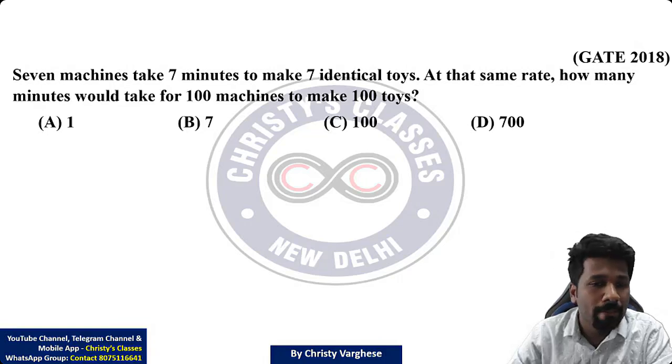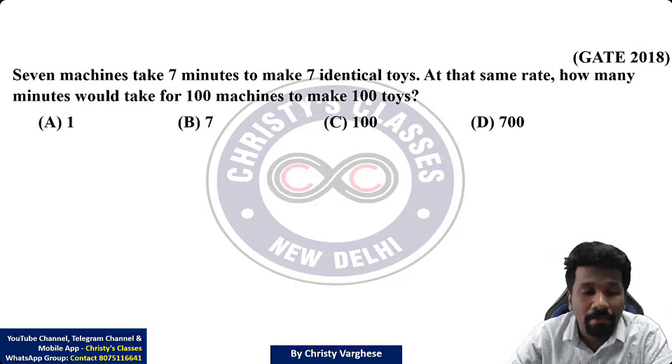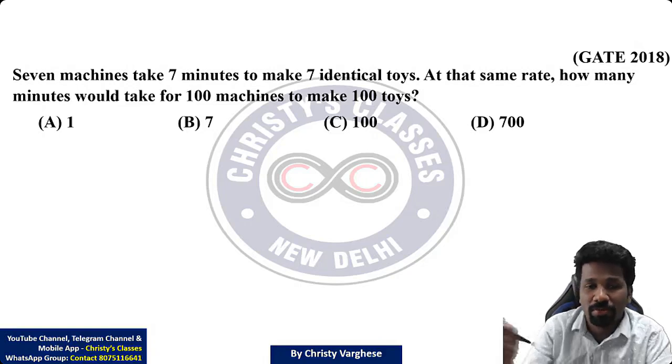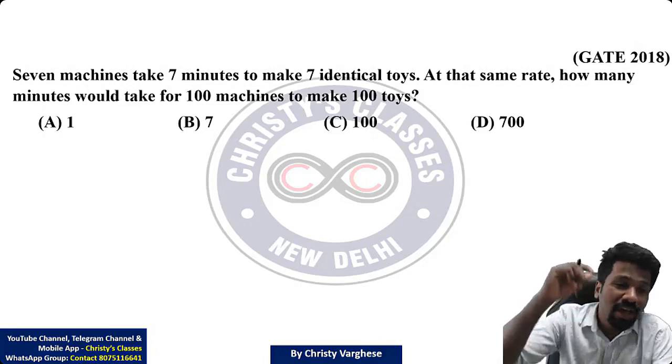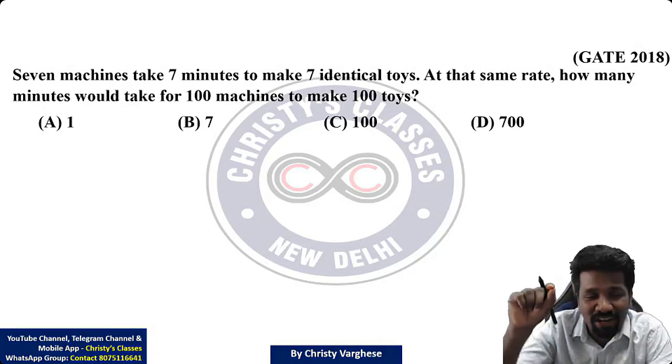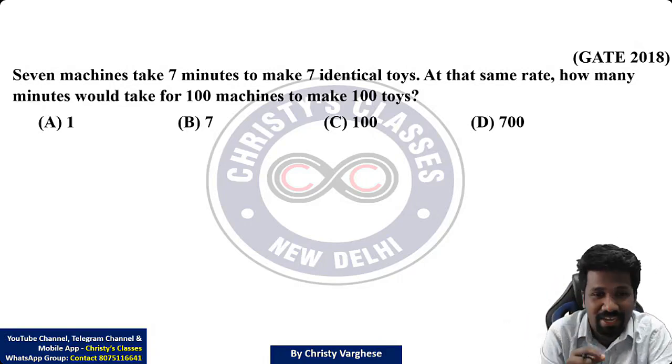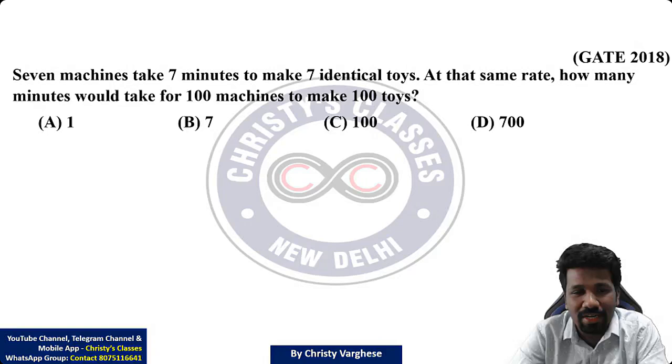7 machines take 7 minutes to make 7 toys means हर मशीन को 1 toy बनाने के लिए 7 minutes लग रहा है. So here you have to understand it like this.